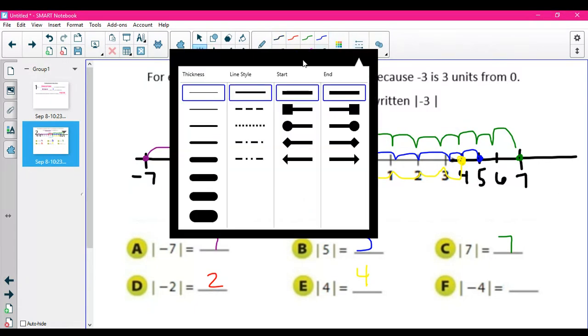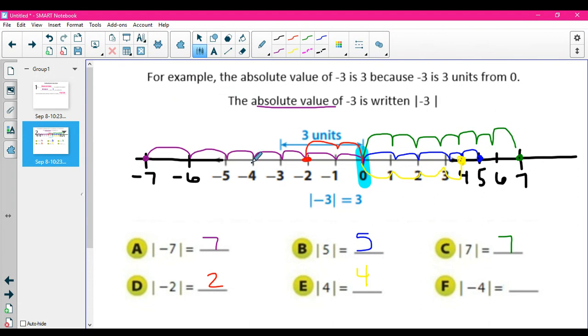And the last one is -4. So here's -4, and I'm going to go underneath. I need to find the absolute value of -4. I have to find its distance from 0. So I'm going to count 1, 2, 3, 4. It took 4 jumps to get to -4. So the absolute value of -4 is 4.